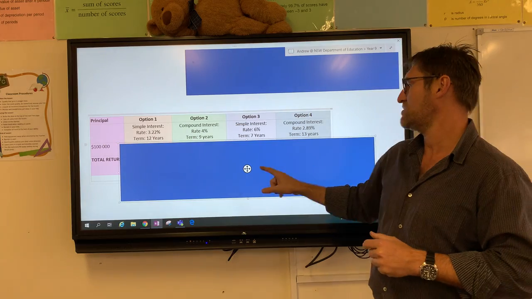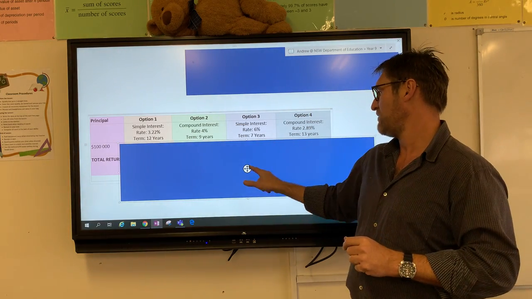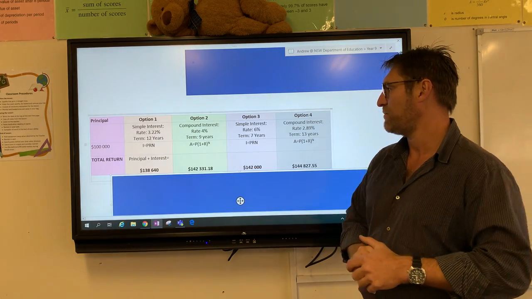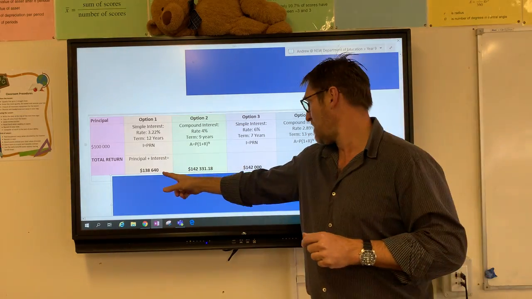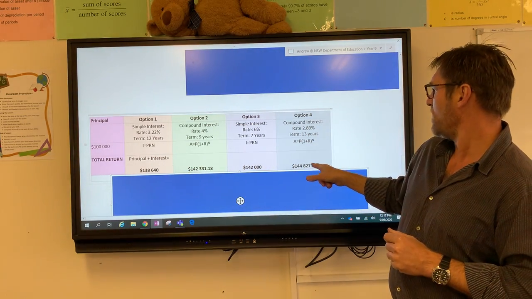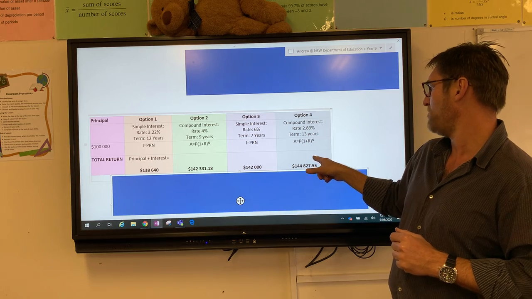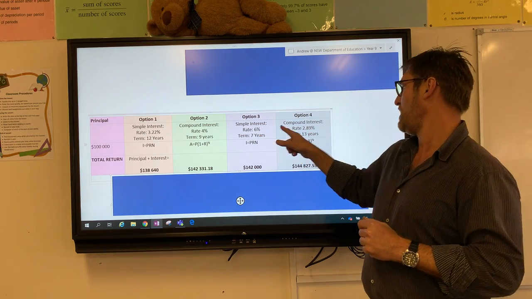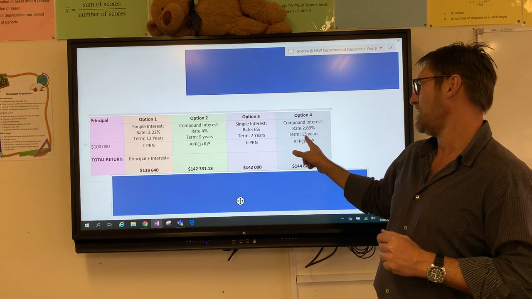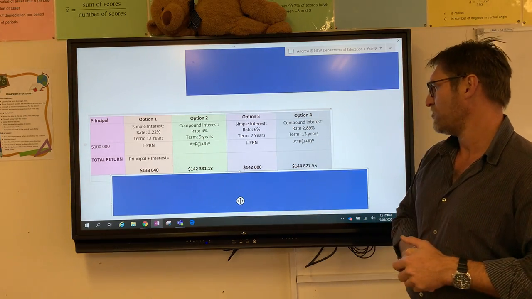So you've tried all those, you've paused, and written them all down carefully in your books. I'll give you some solutions straight up. It looks like the fourth option, compound interest, even though it had half the interest rate and twice the time, worked out pretty good, $144,000.